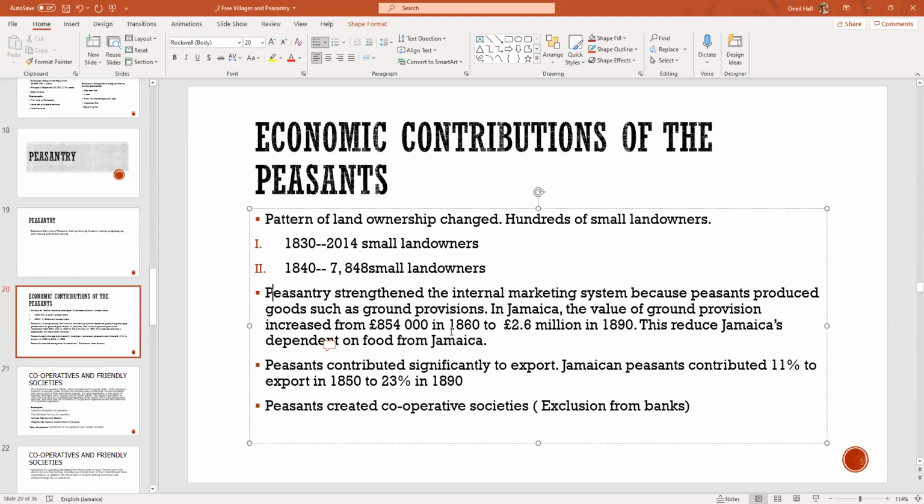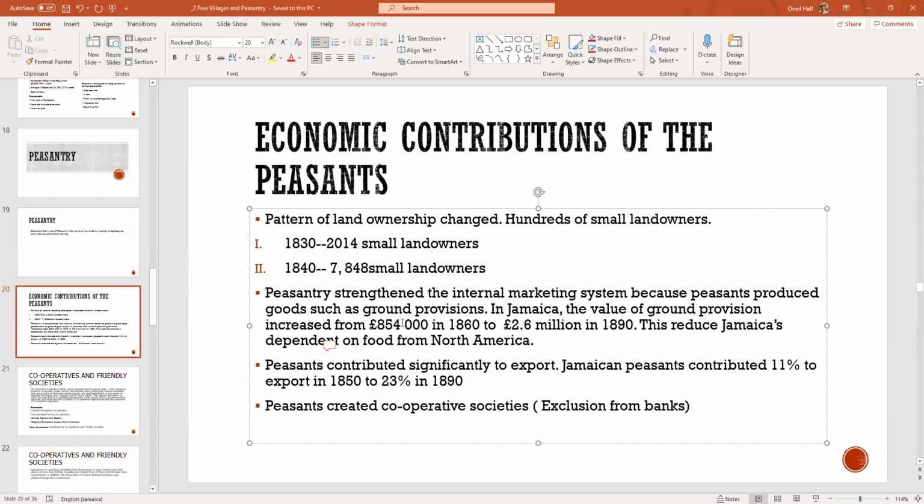Peasantry strengthened the internal marketing system because peasants produced goods such as ground provisions. In Jamaica, the value of ground provisions increased from 854,000 pounds in 1860 to 2.6 million pounds in 1890. This reduced Jamaica's dependence on food from North America. Right? That should not be from Jamaica, I was surprised, it's North America. Yes, thank you for that one.